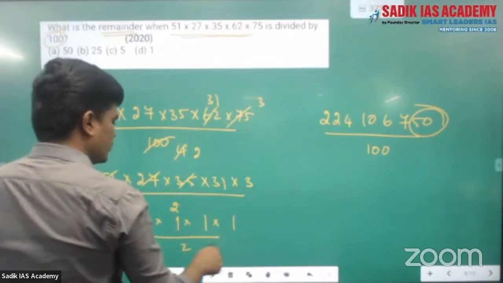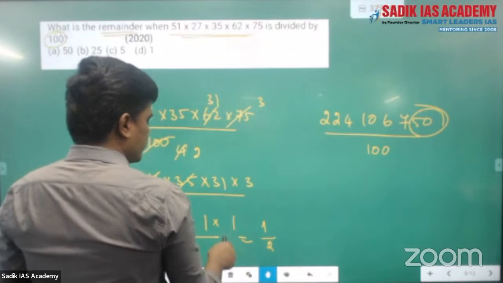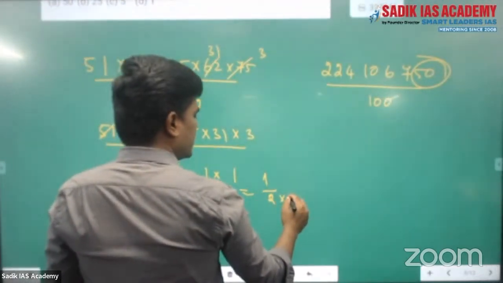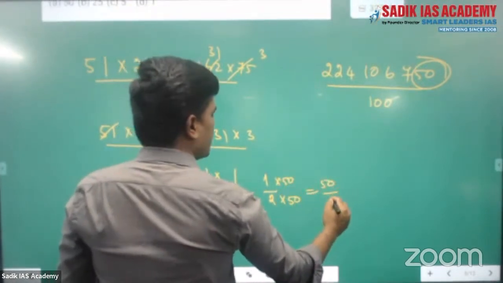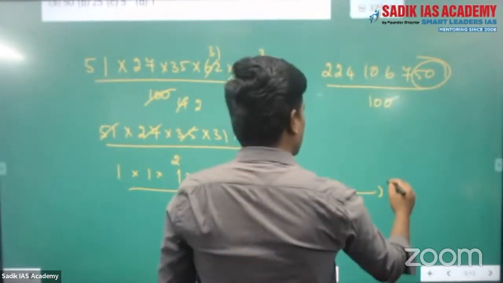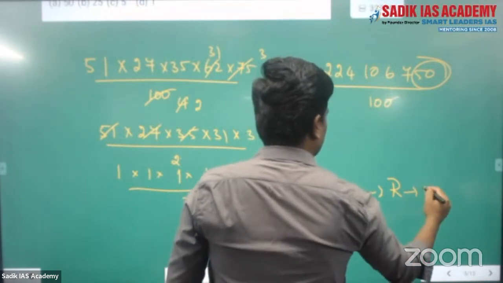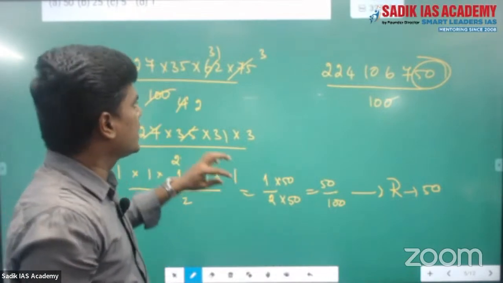If I divide by 2, that means I'm getting 1 by 2. Now I want to get the 100, so I multiply by 50. Therefore, 50 by 100. When I divide 50 by 100, the remainder is going to be 50. So this is the alternate method.